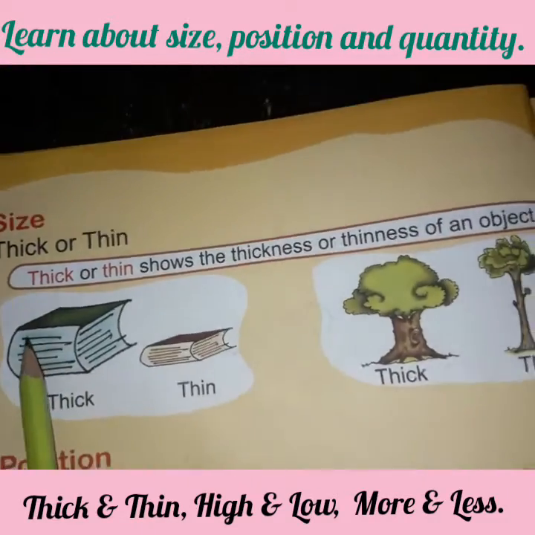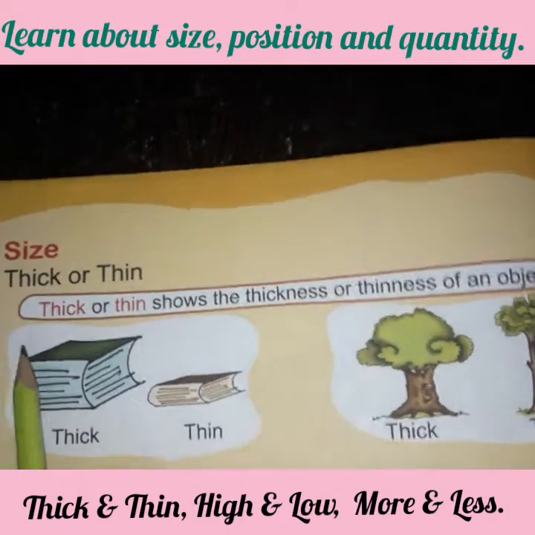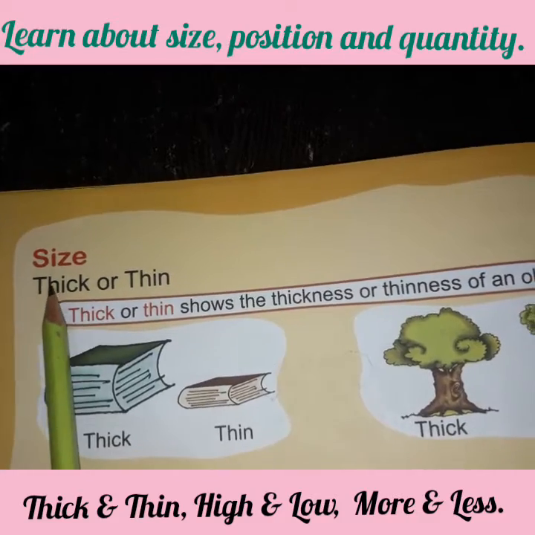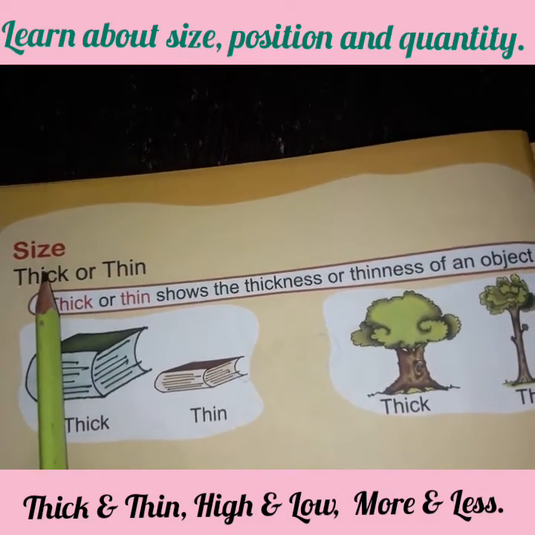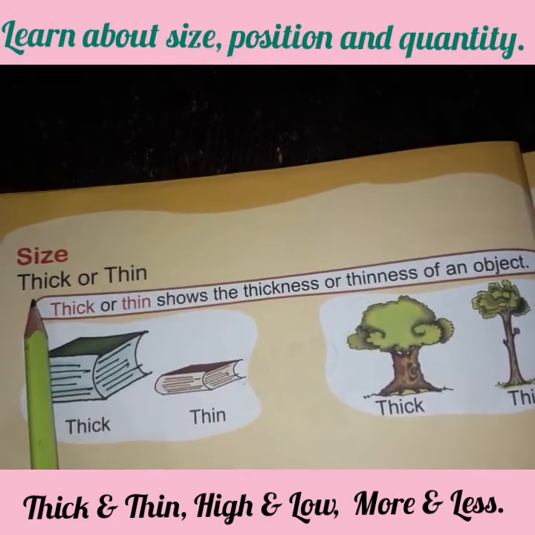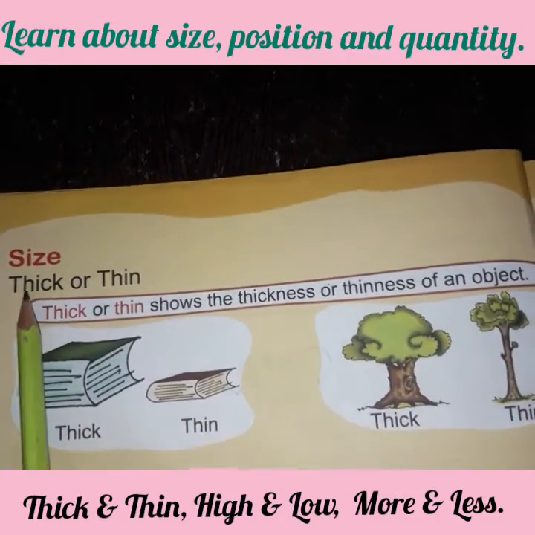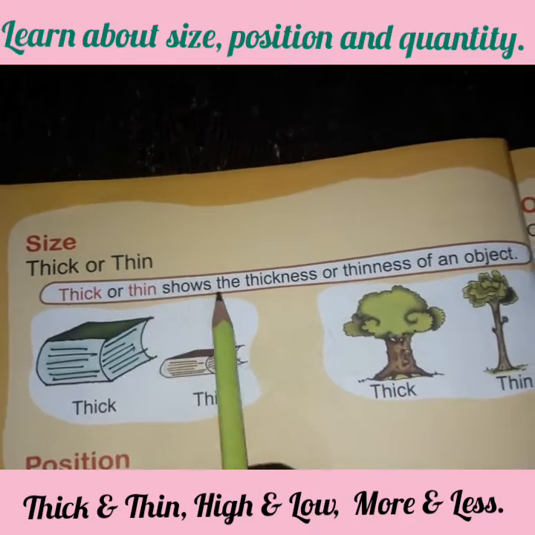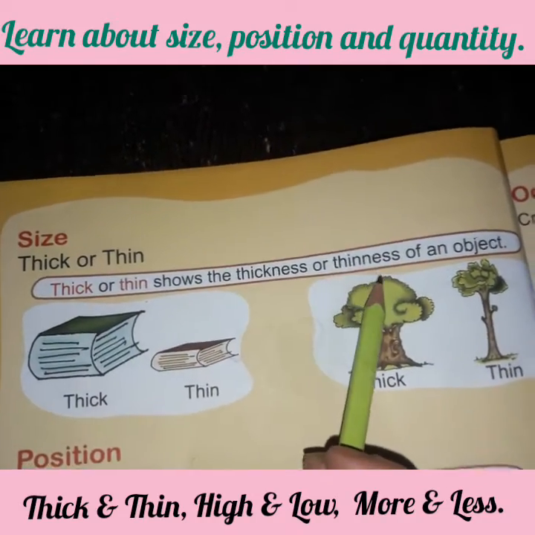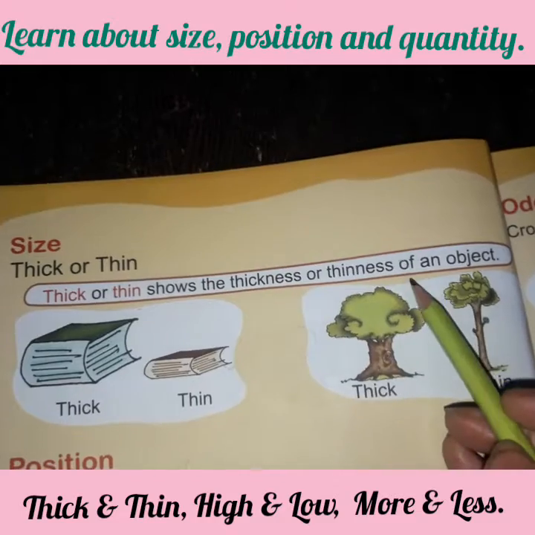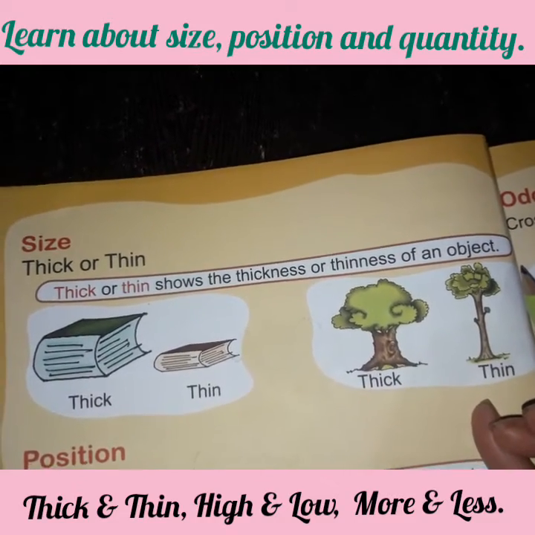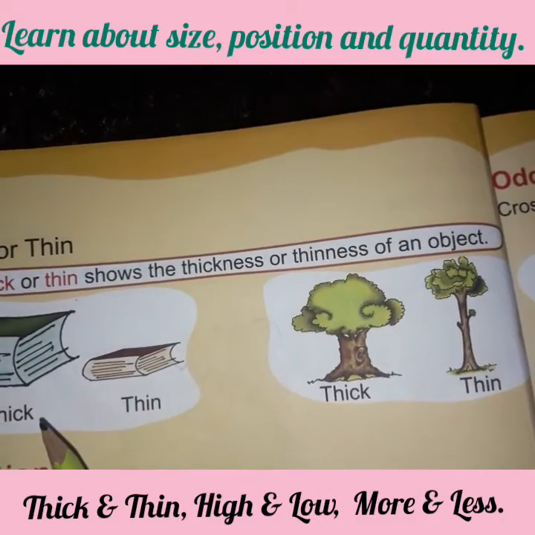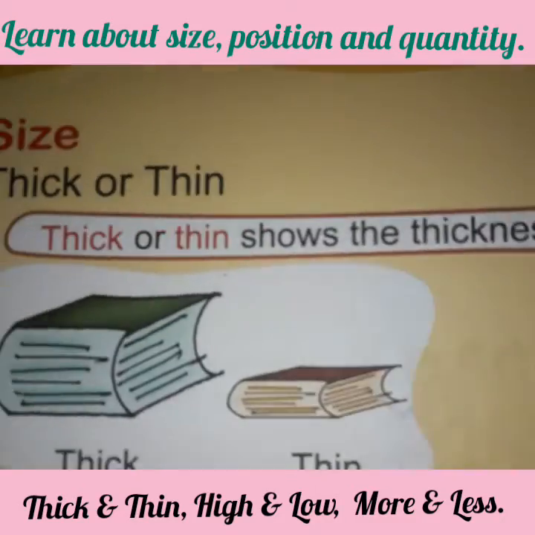Children, in the previous lesson, I taught you about size in terms of big and small, and today I am going to teach you size in terms of thick and thin, or thickness or thinness. Fine? So read the instructions here. Thick or thin shows the thickness or thinness of an object. Okay? Children, for comparison, we use the words thicker or thinner. Fine? So look at this picture.